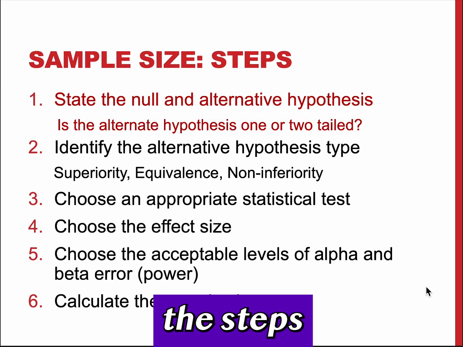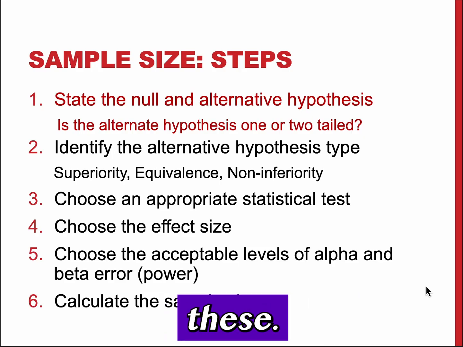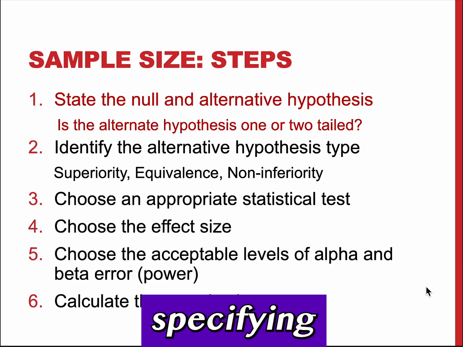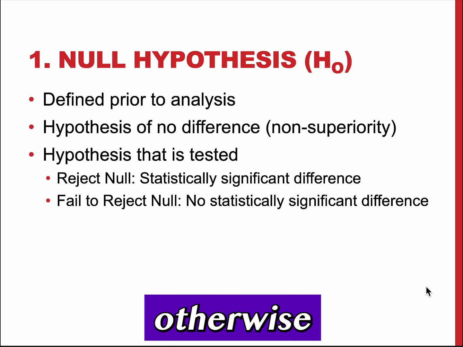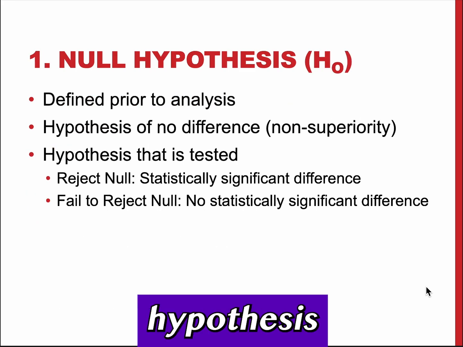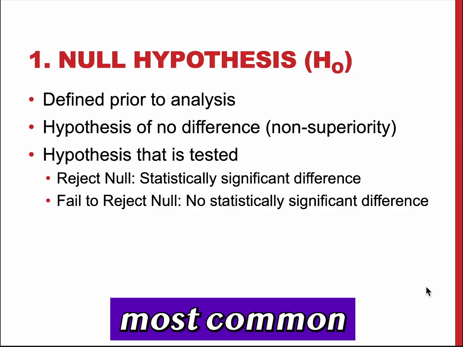This slide illustrates the steps in sample size determination. We will review each of these. Step 1 is stating the null and alternative hypothesis and specifying if the alternative hypothesis is one or two-sided. Unless otherwise specified when discussing hypothesis testing, we will use a superiority hypothesis since it is the most common hypothesis type.